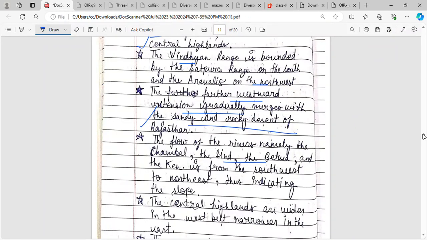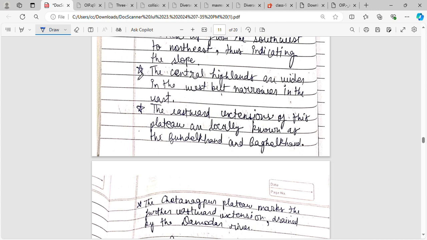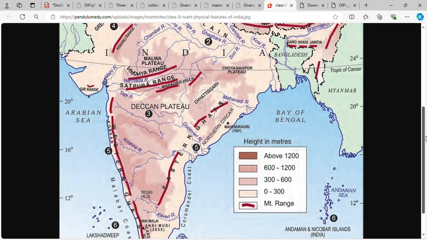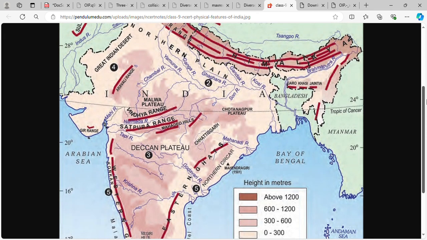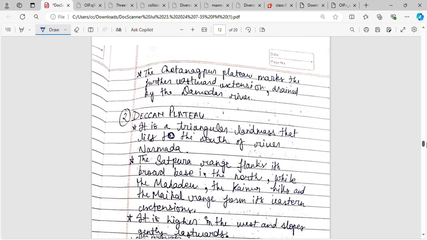Then the next point is here. The Central Highlands are wider in the west but narrower in the east. Then the westward extensions of this plateau are locally known as Bundelkhand and Baghelkhand. Okay, no problem. Bundelkhand is this area here, this is Baghelkhand, and then this is Chota Nagpur Plateau. The next point is Chota Nagpur Plateau marks the further eastward extension. We just saw Chota Nagpur Plateau drained by the Damodar River.